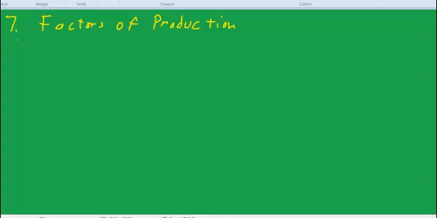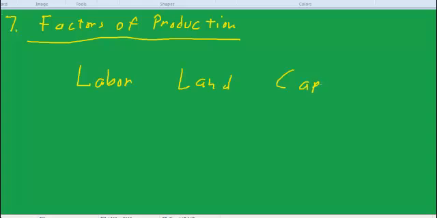This is Dr. Kling's class, and we're on to lesson number 7, a basic concept in economics called factors of production. And the typical factors of production are labor, land, and capital. And we'll just use a number of examples to illustrate how that works.